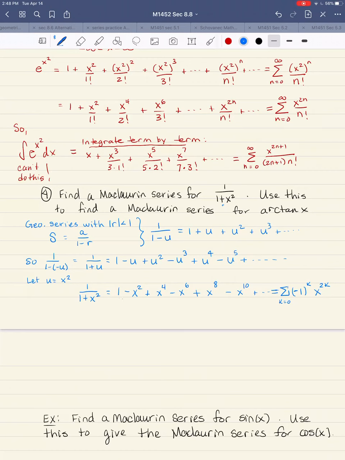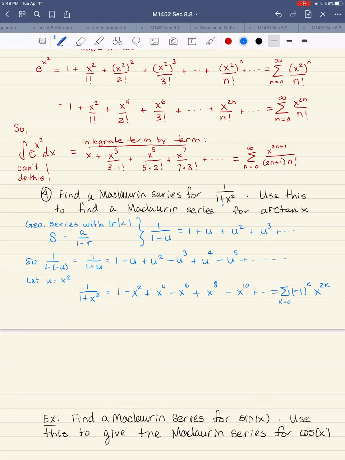So if k is 0, I get x to the 0 times a positive 1. If k is 1, I get a negative 1 times x squared. When k is 2, I get the x to the 4th and a negative 1 squared. So there's my claim that the general term looks like that. And so if I wanted to know the interval of convergence, I can do the ratio test on this.